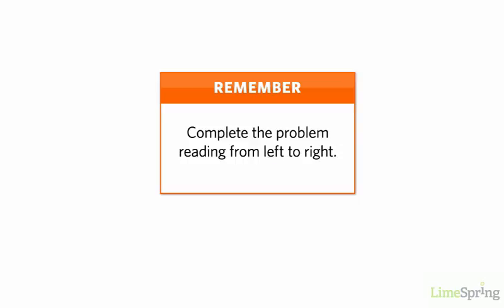Let's try one more problem. How about 15 divided by negative 3 divided by 5? Again, an odd-looking problem, but it's an easy one if we just read it from left to right.